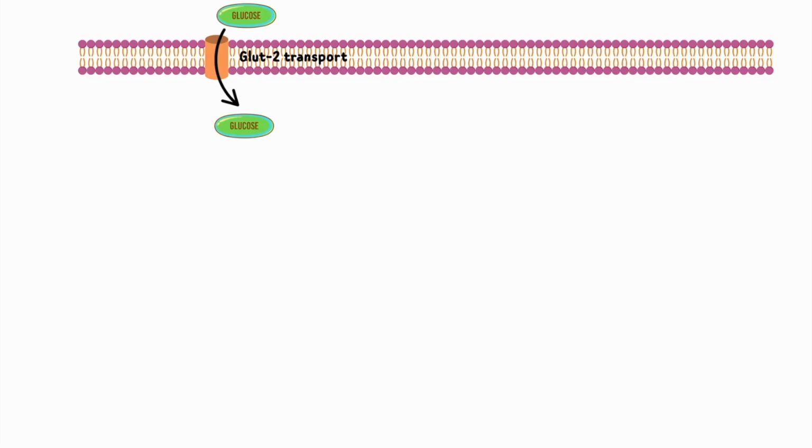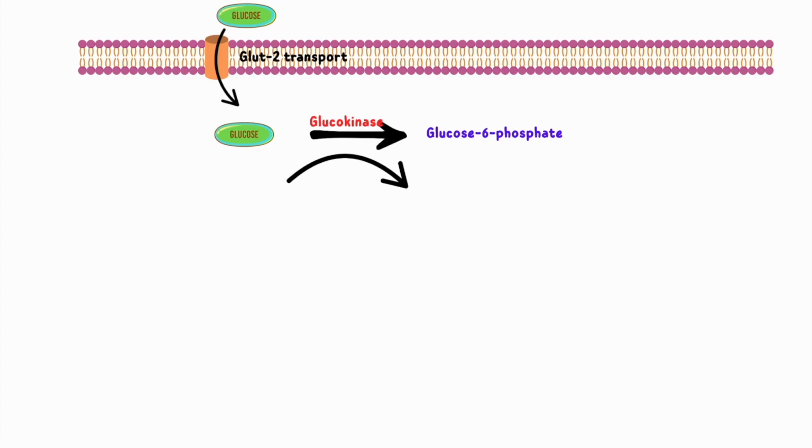Glucose enters into the cell through GLUT2 transport. In the cytosol of the cell, glucose converts into glucose 6-phosphate in the presence of enzyme glucokinase. In this process, one ATP is used and one ADP is released. Now this glucose 6-phosphate in the cytosol can choose either to go to glycolysis or into the pentose phosphate pathway, depending upon the requirement of the cell.